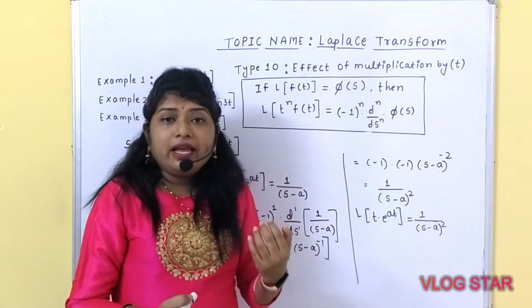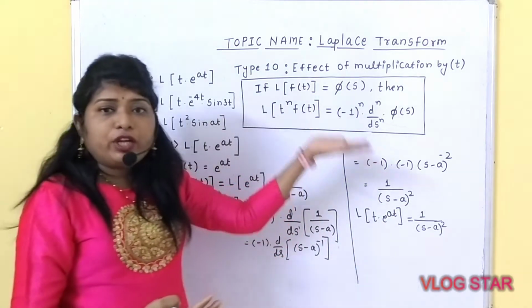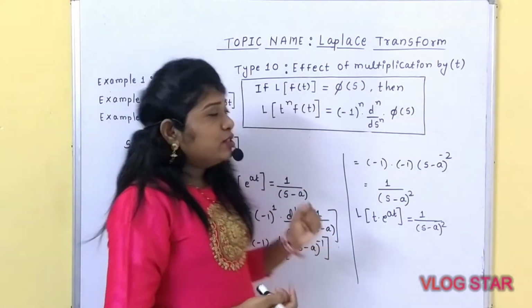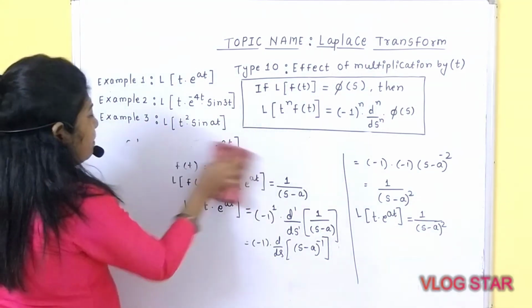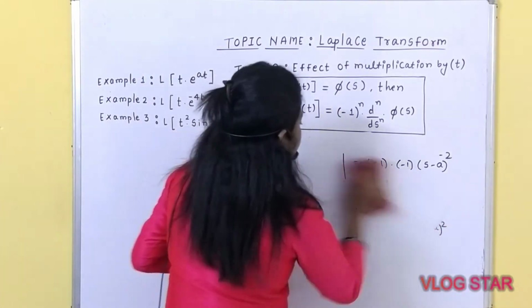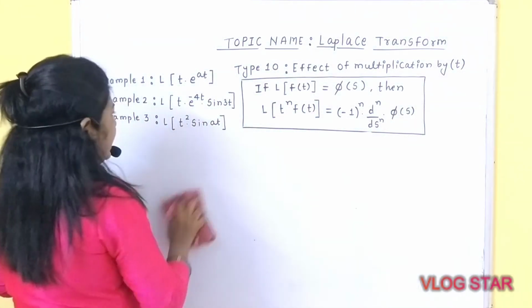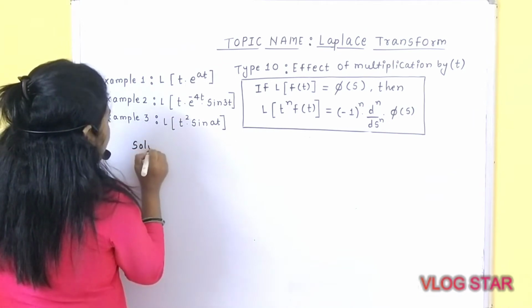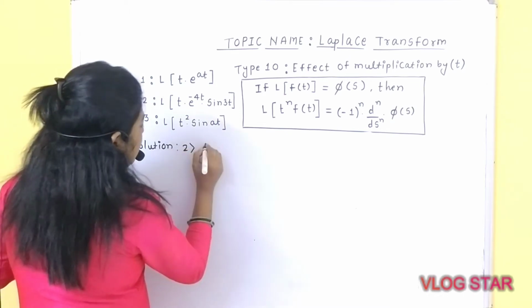You have to take the Laplace transform of f of t, and then by effect of multiplication by t, you have to use this formula. So let's consider example number 2. What is given? Laplace of t into e raised to minus 4t into sine 3t. So the first step that you need to apply is you have to identify f of t from the given example.